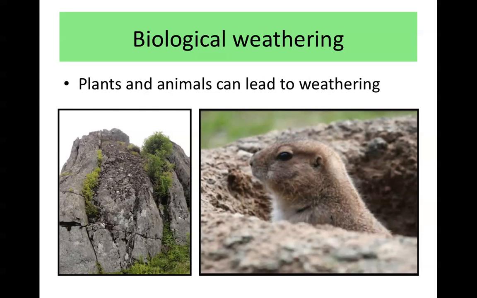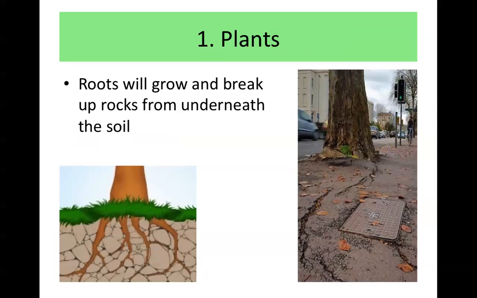The third type of weathering is biological weathering. Biological weathering is all about how plants and animals can break up rocks and lead to weathering. Plants can cause weathering of rocks when roots grow inside cracks. The roots start to grow bigger and bigger, and at the same time, the crack widens further and further. When the crack is too big, the rock breaks apart. This is happening all the time underneath the soil, but when roots grow big enough, they can even break rocks on pavements.